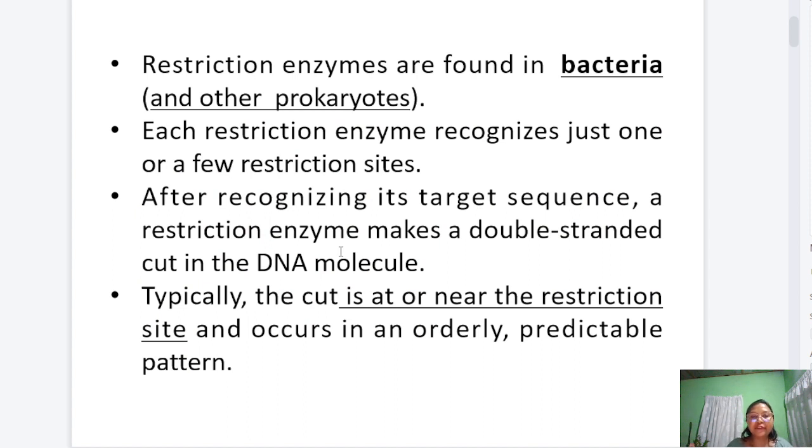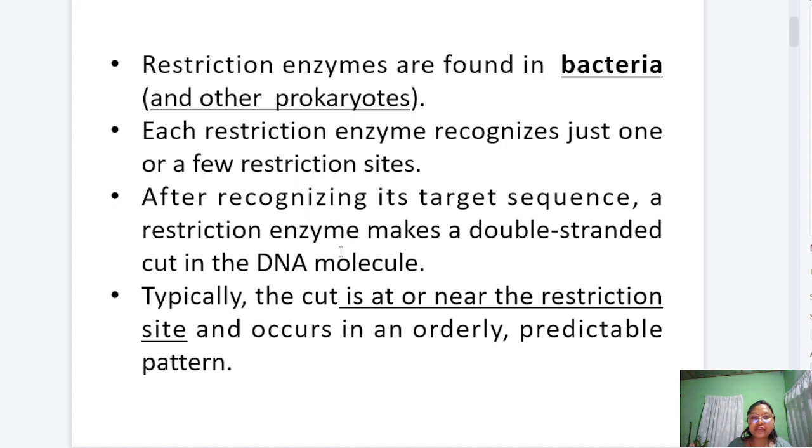Moving ahead, restriction enzymes are found in bacteria, or in other words, prokaryotes, and each restriction enzyme recognizes just one or a few restriction sites. So every restriction enzyme found in these prokaryotes has its own restriction site. They identify a particular site in the DNA, and based on that, they will be cutting the DNA. So they are not going to cut randomly.